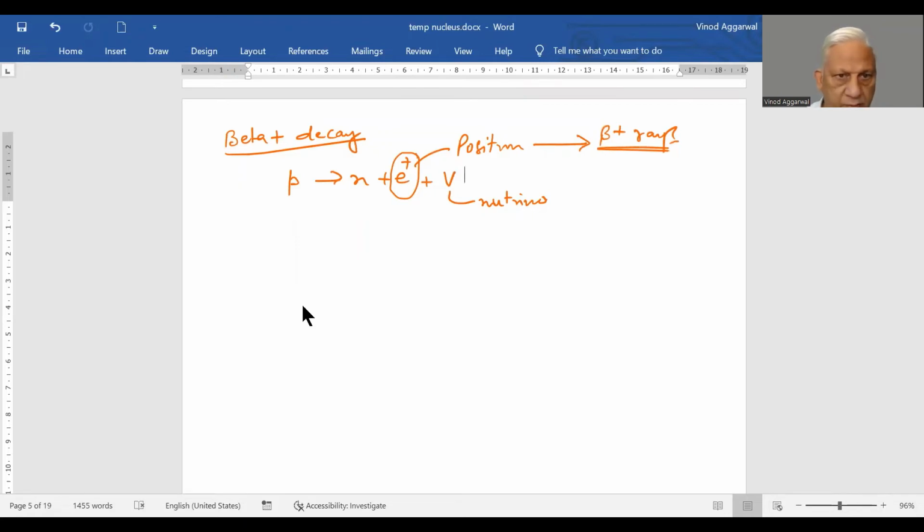Let's assume there is an atom X with Z, and then a proton has to become a neutron. That means there is a decrease in the number of protons. So if it becomes Y, the number of protons becomes less. This remains the same.